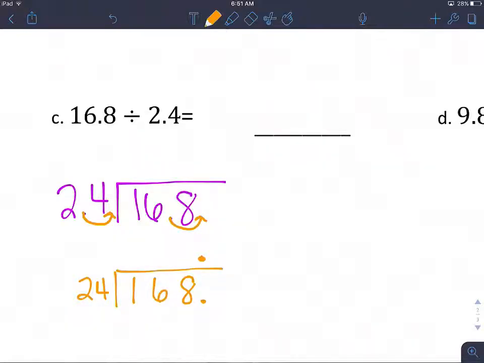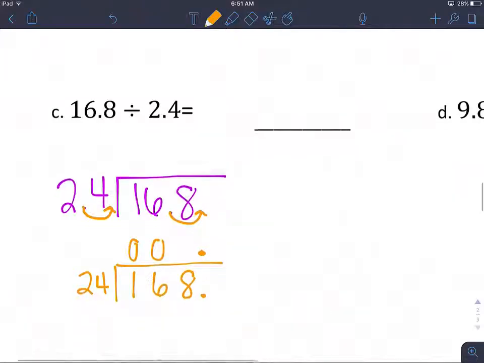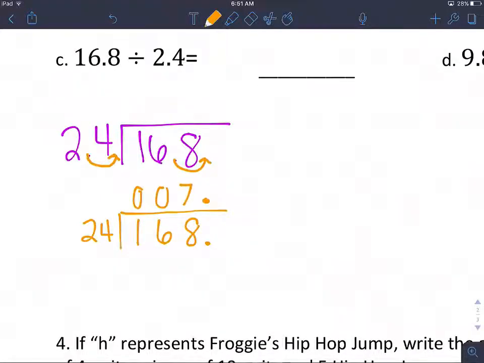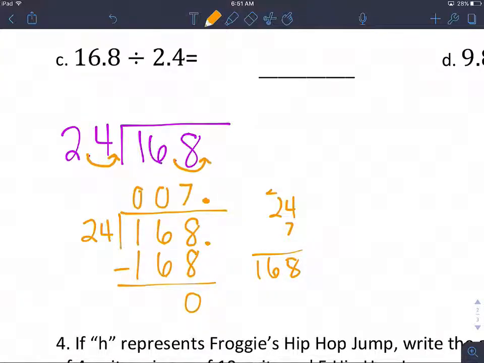Alright, well, 24 doesn't go into 1. It doesn't go into 16, but it does go into 168, and it goes in 7 times. 7 times 24: 7 times 4 is 28, 7 times 2 is 14 plus 2 is 16, so 168 exactly. And I'm going to subtract, and I'm left with 0. So my answer is 7.